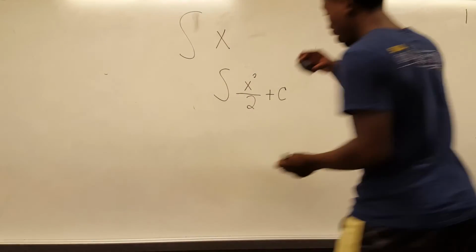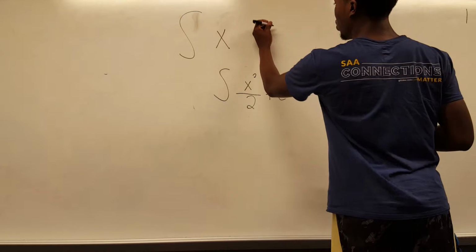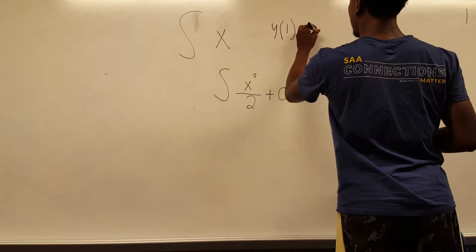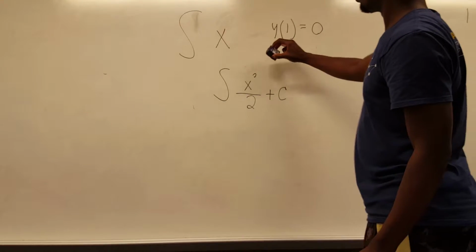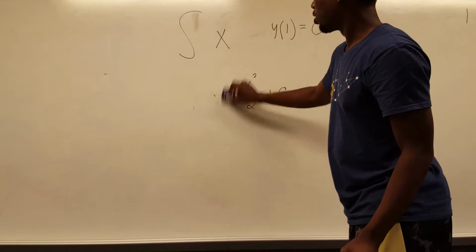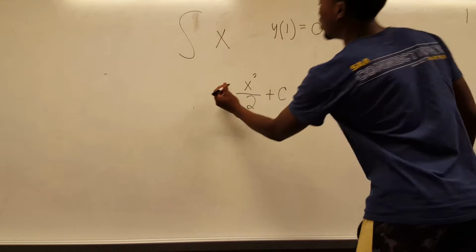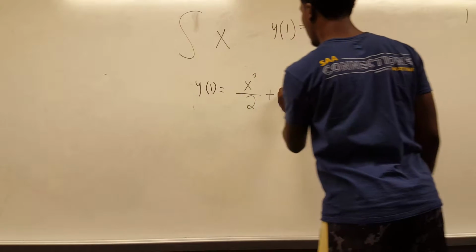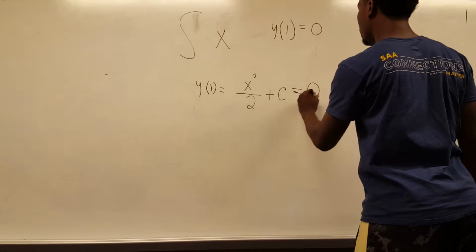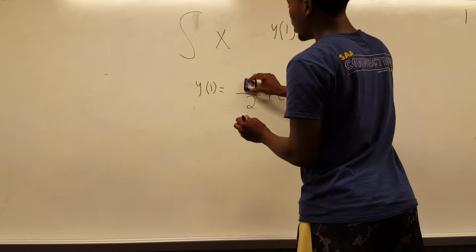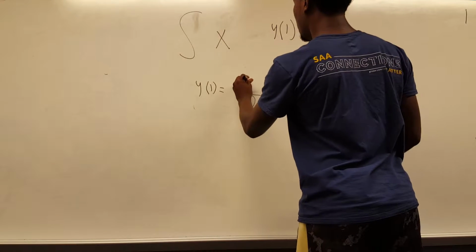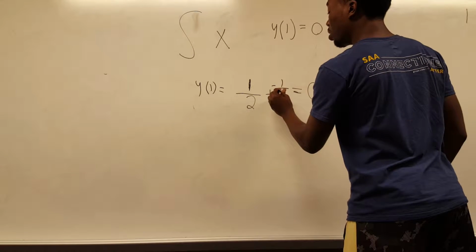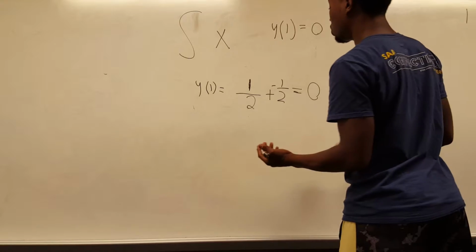For example, say we are told that y of 1 equals 0. Then we'd have to figure out a way for the equation after integration to equal 0. So we have y of 1 right here, and we have to figure out what C value would make it equal 0. So you plug in 1. So x equals 1, and 1 squared is 1. Then C must equal negative 1/2, because 1/2 minus 1/2 is going to be equal to 0.